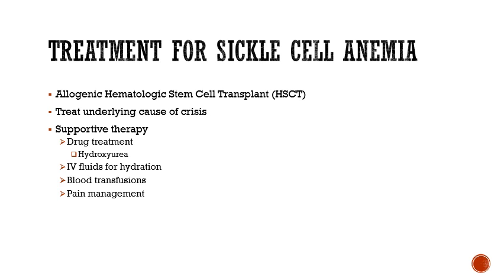Treatment for sickle cell anemia include allogeneic hematologic stem cell transplant, and that's fairly new. Treat underlying causes of the crisis, supportive therapy including drug treatment such as hydroxyurea, IV fluids for hydration, blood transfusions, and pain management. And that completes our presentation.